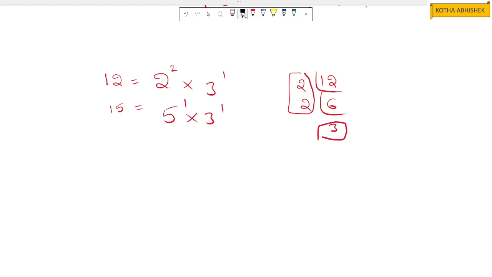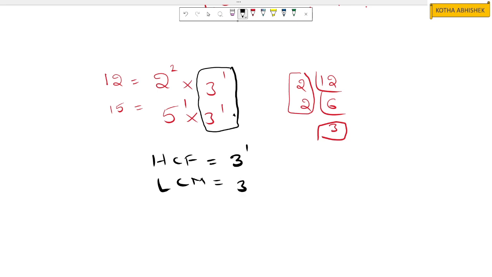Now from these two, for HCF we need to take the smallest power, and for LCM we need to take the highest power. Observe this one clearly. 3 power 1 and 3 power 1. So out of these two, the smallest is 3 power 1, right? So 3 power 1 is the HCF. Now for the LCM, 3 power 1 and 3 power 1, the highest is 3 power 1 only.